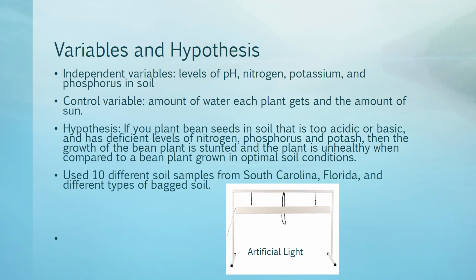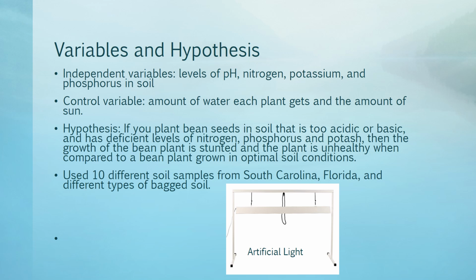After determining the variables and doing research, I came up with a hypothesis. My hypothesis was, if you plant bean seeds in soil that is too acidic or basic and has deficient levels of nitrogen, phosphorus, and potash, then the growth of the bean plant is stunted and the plant is unhealthy when compared to a bean plant grown in optimal soil conditions.